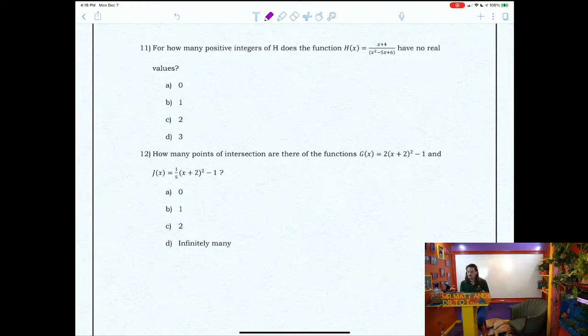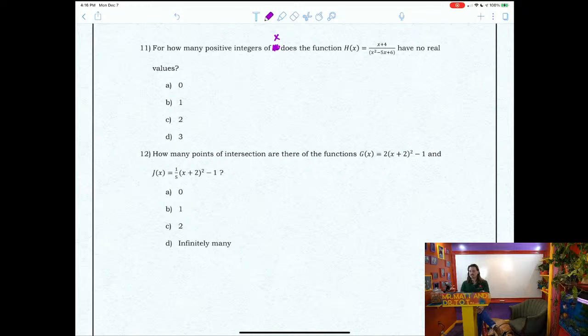So number 11, for how many positive integers of h, that should say x, I apologize, I'm going to change that. So that needs to be x, the input value. For how many positive integers of x does the function h of x equal, the numerator here is x plus 4, divided by the quantity x squared minus 5x plus 6, have no real values.